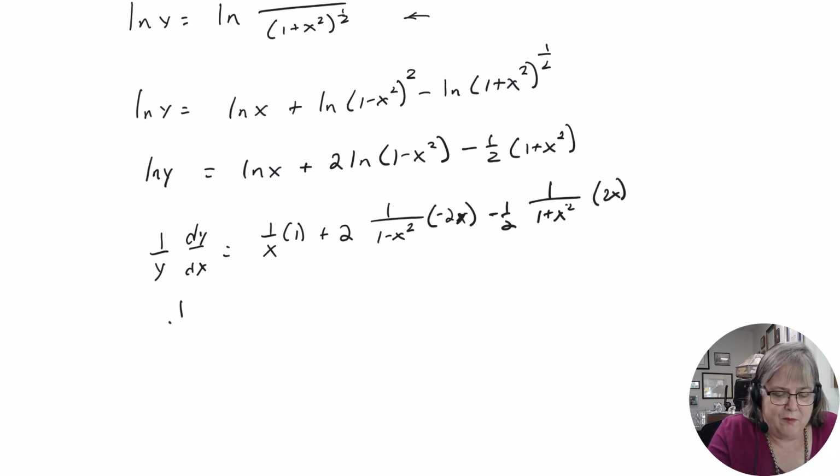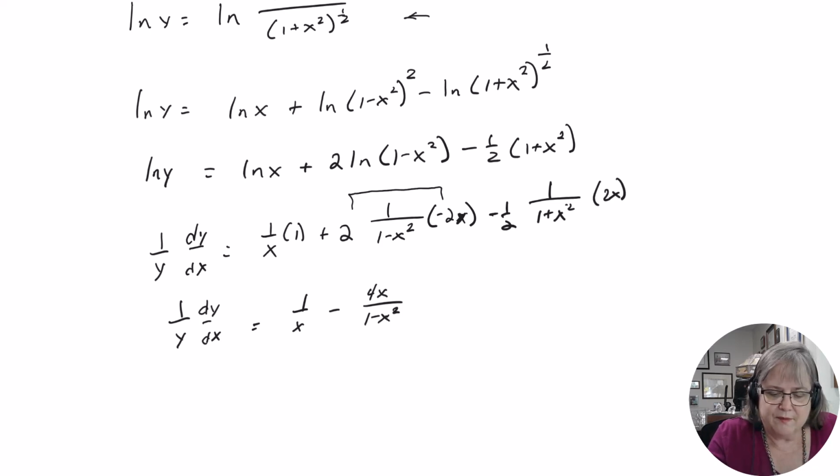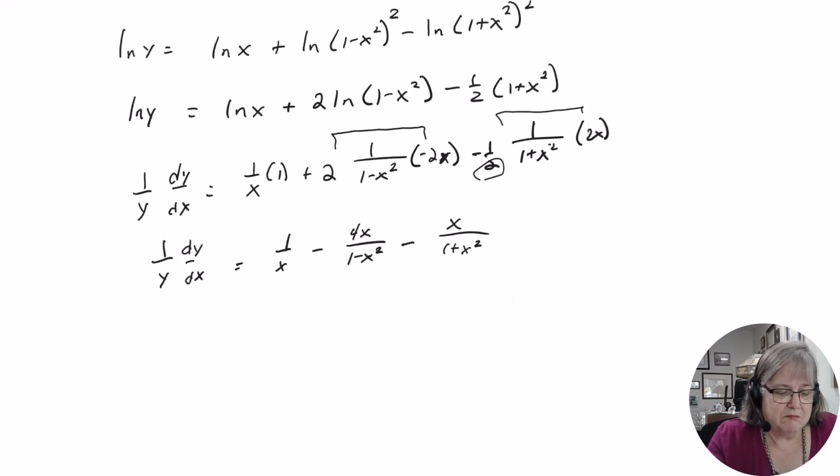Alrighty, let's see where we've got 1 over y, dy dx. So this is 1 over x. Now, this 2 times this minus 2x here is minus 4x over 1 minus x squared. Minus this 1 half and this 2 that's over here, they cancel, leaving you an x, and you have x over 1 plus x squared. So far so good?